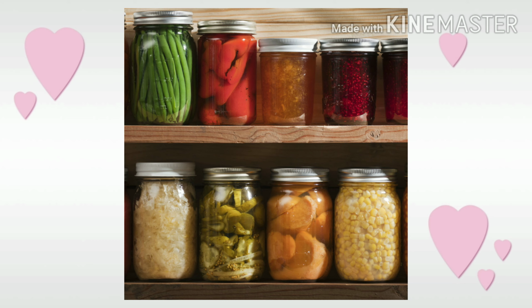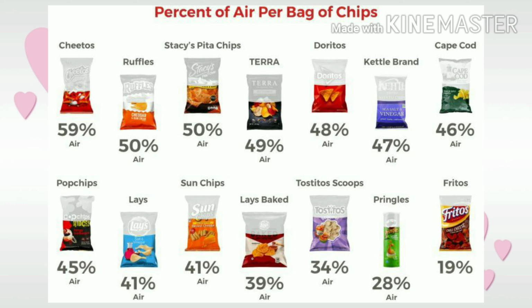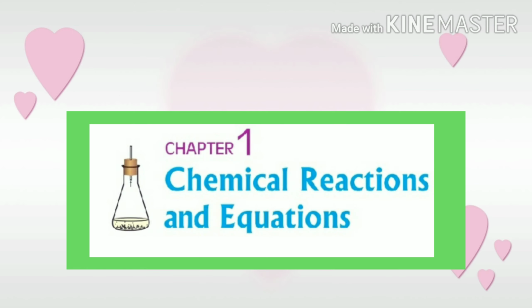And also you know what you eat in day-to-day life. Normally the chips manufacturers flush bags of chips with a gas such as nitrogen to prevent oxidation. These two are best examples for preventing oxidation and rancidity. Here it ends chapter 1, chemical reactions and equations, students.